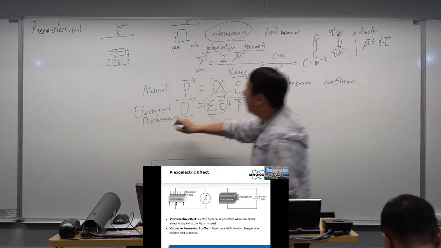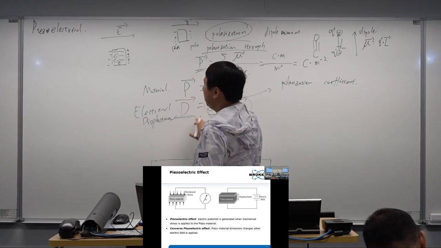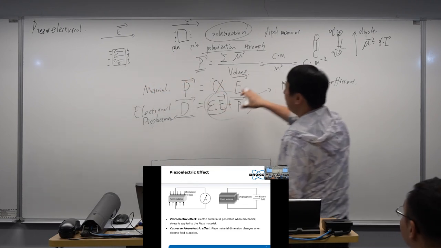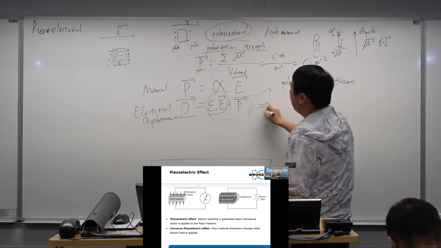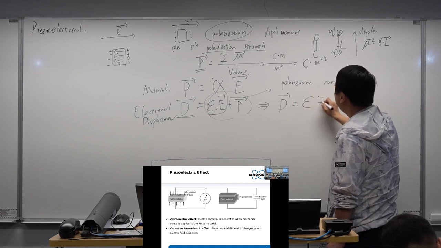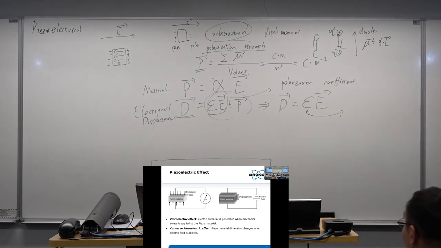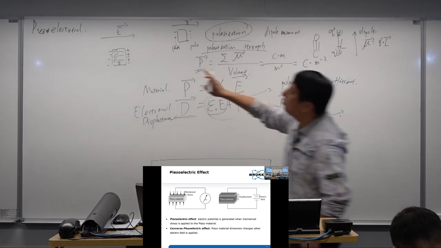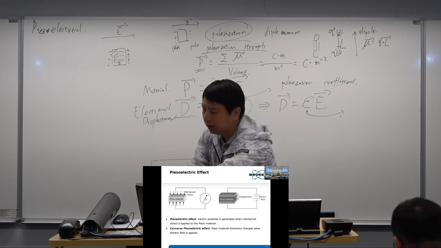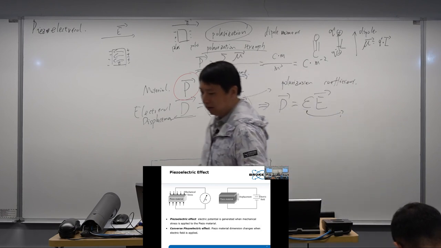Okay, so finally we have D. D just represents all the electric effects inside these materials. And from this we finally can get D equals epsilon times E, and epsilon is the so-called dielectric coefficient of this material. But the whole idea is we need to remember the concept of P.